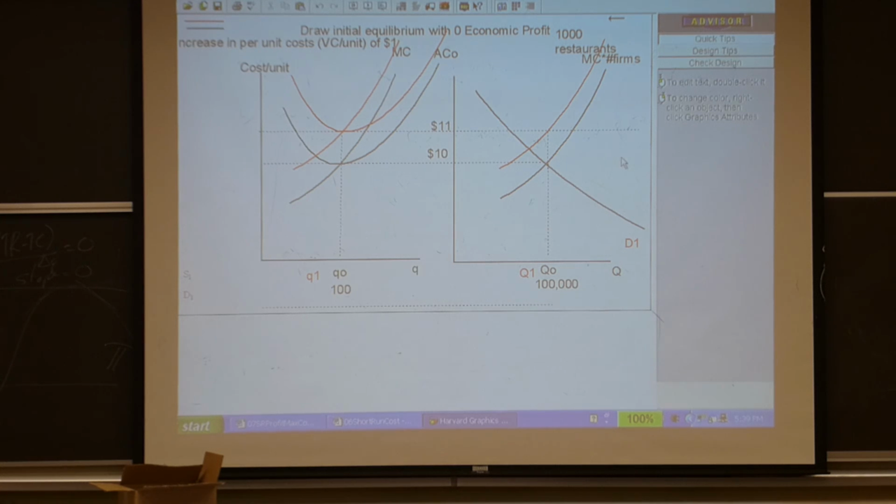So therefore, in the short run, the firms try to pass on the cost to their customers. The customers don't want to buy that much at that price. So then the price falls and they get to an equilibrium here.